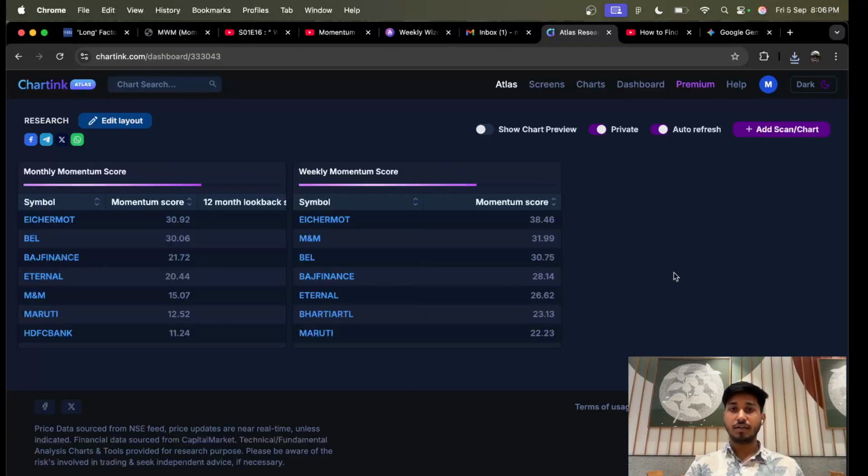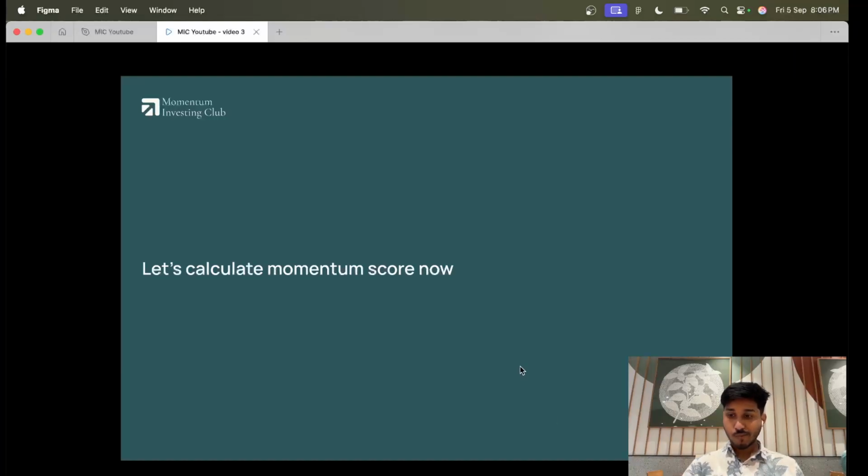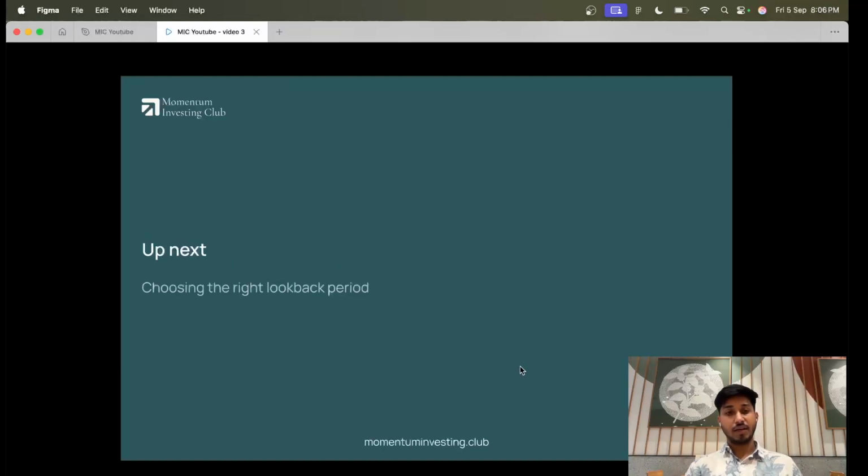This is the easiest and the best way to calculate momentum of any stock. Now that's done. In the next video, I'll talk about how to choose the correct look back period. Should it be 3 months, 6 months, 12 months? What are the benefits of choosing one over another? And also, what are the risks or cons of choosing a lower period over the higher periods?